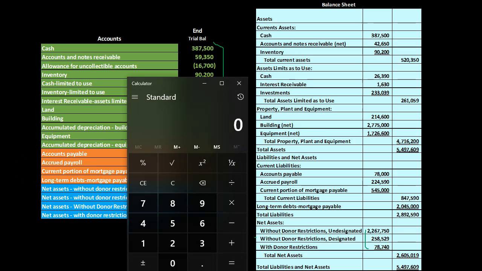We then have the 5,497,609. That's going to be the total assets minus the liabilities of the 2,892,590, and that's going to give us the 2,605,019.